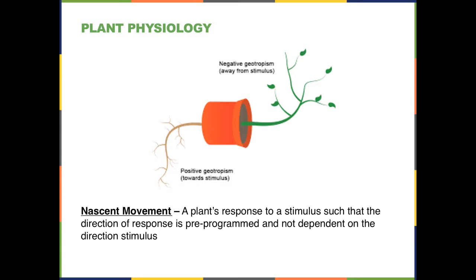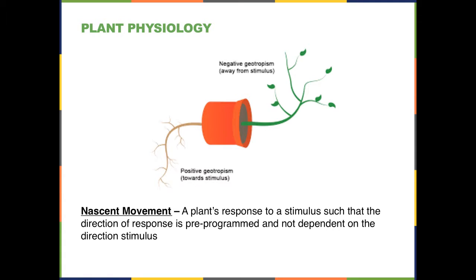Now, a plant can respond to a stimulus, and the plant's response to that stimulus is pre-programmed by the plant. It does not depend on the direction of the stimulus, and that plant response is called nastic movement. And in the picture, what we see here is the pre-programmed response to the stimulus of gravity. If you have a positive response, it means you grow toward the stimulus. If you have a negative response, it means you grow away from the stimulus.